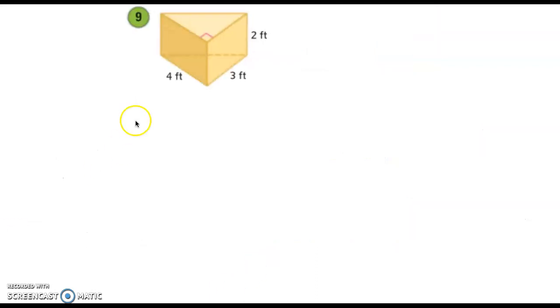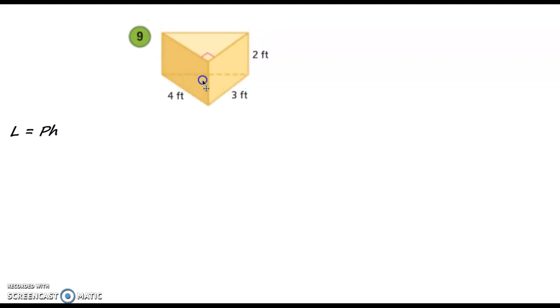I've got another example of a triangular prism. If you'd like to, go ahead and pause the video and try it on your own. So I'm going to start with the lateral surface area. I've got the lateral surface area formula. I wanted to start with that one because I know that if I find the lateral, that will help me find the total surface area later.